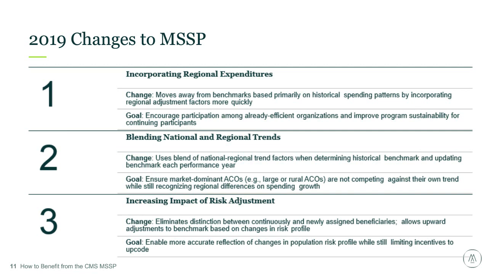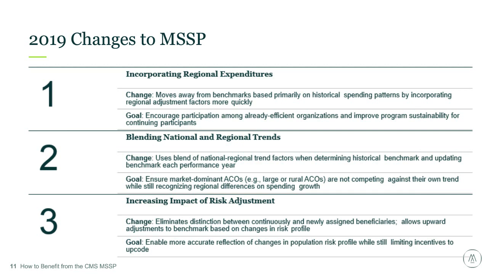They also took a look at blending national and regional trends. Again, this was sort of reflecting what the market had come forward with as some of the challenges. And the goal here was to ensure that the more market-dominant ACOs, and I'm sure that many of you on the phone or on the webinar know exactly who we're talking about, so large or those rural ACOs, are not competing against their own trend while still recognizing those regional geographic differences with that spending growth. So really trying to help normalize that, if you will.